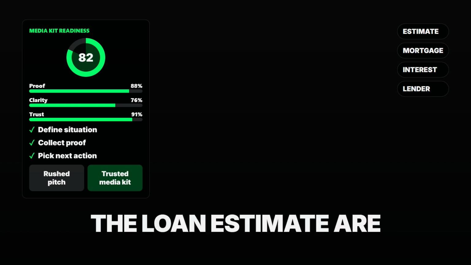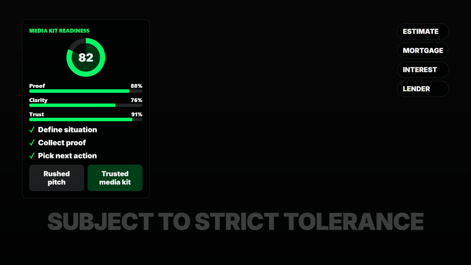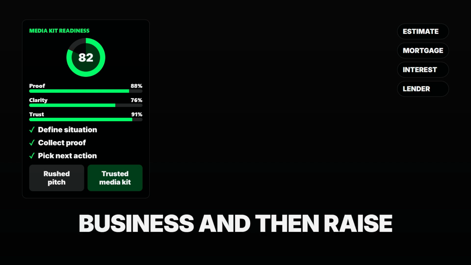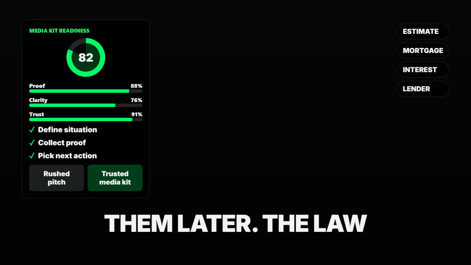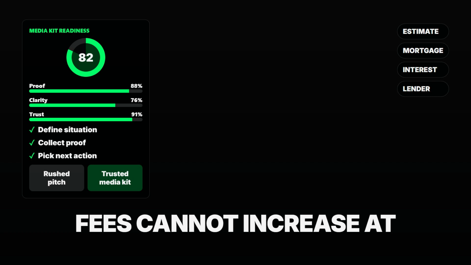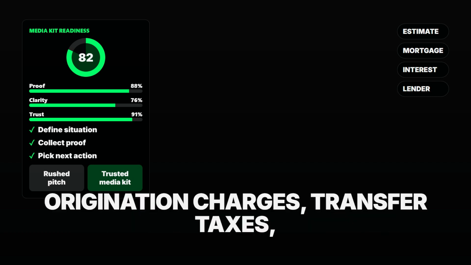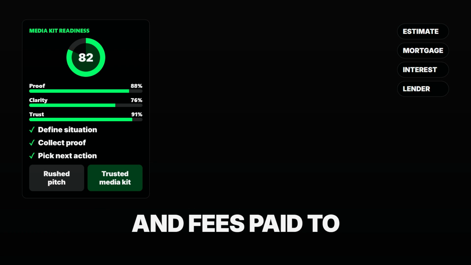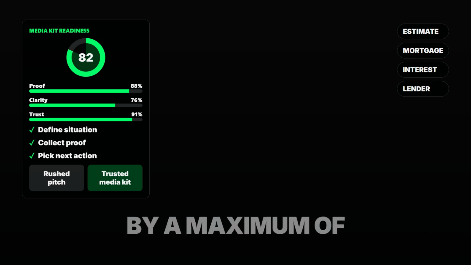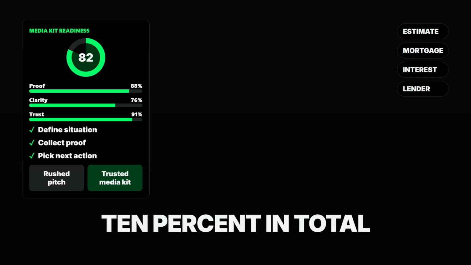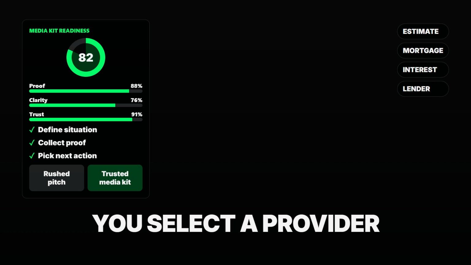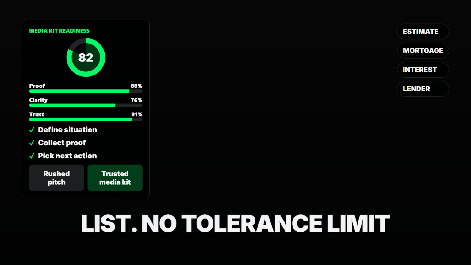The law divides fees into 3 tolerance categories. Zero tolerance fees cannot increase at all. These include lender origination charges, transfer taxes, and fees paid to third-party providers chosen by the lender. 10% tolerance fees can increase by a maximum of 10% in total. These include services you can shop for where you select a provider from the lender's recommended list. No tolerance limit fees can change by any amount. These include prepaid interest, homeowners insurance, and property taxes, which fluctuate based on market rates and closing dates.